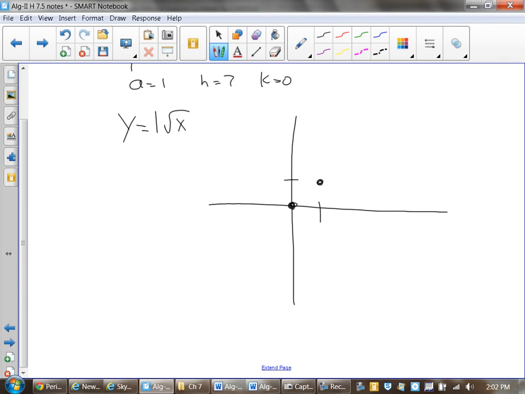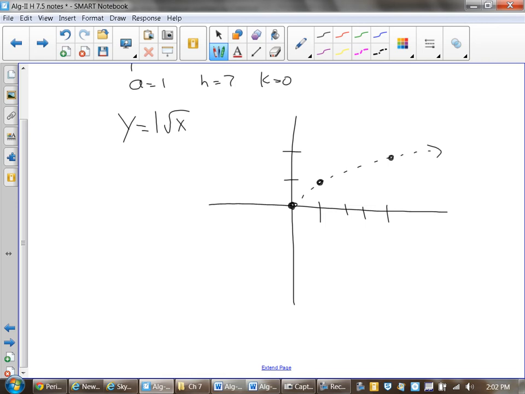1. The next perfect square, 4. Square root of 4, 2 times 1. And this is what we call the parent function. From that, we always graph the parent function as a dotted line.